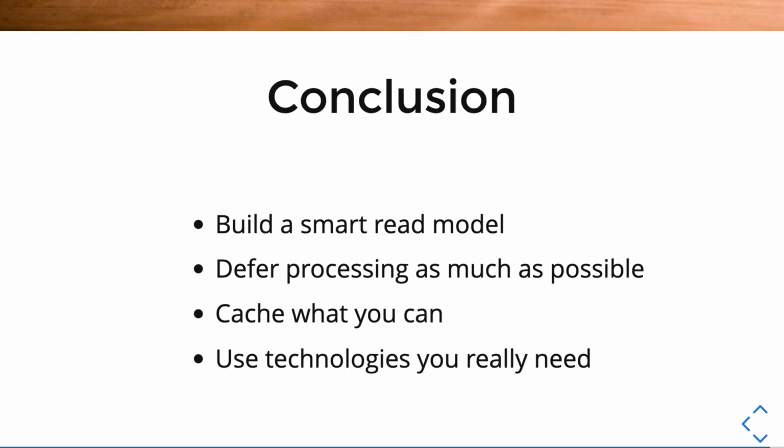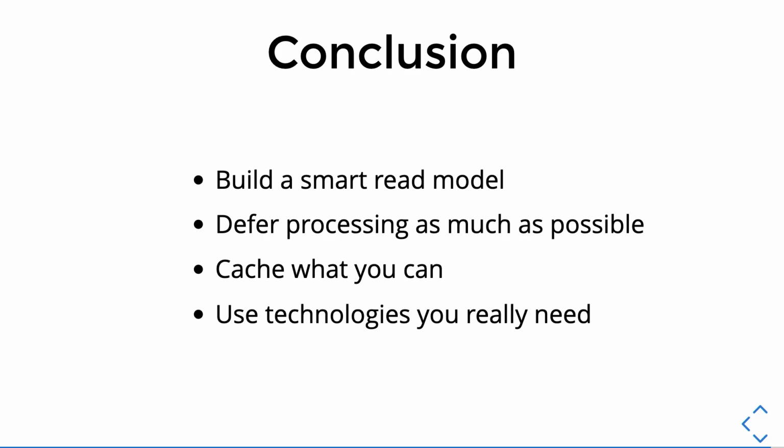Okay, it's time to conclude. The first thing, we can use the big three, but if you haven't built a smart read model, it won't work. It won't do anything. The second thing is to defer processing as much as possible by using and abusing asynchronous tasks. Cache what you can, it's obvious, but it's very important in any application, and particularly in ours.